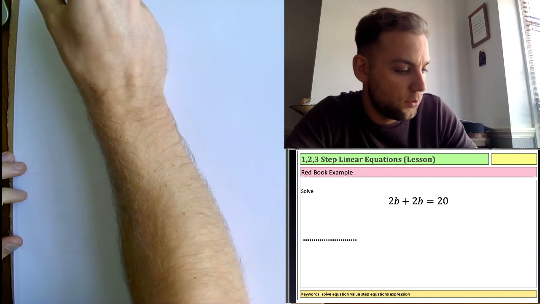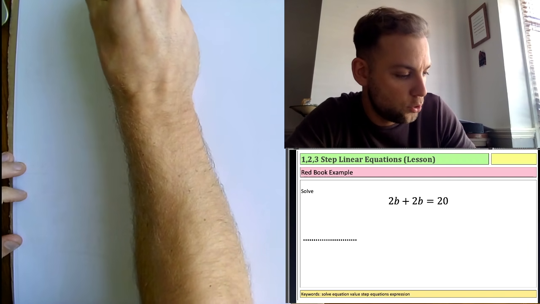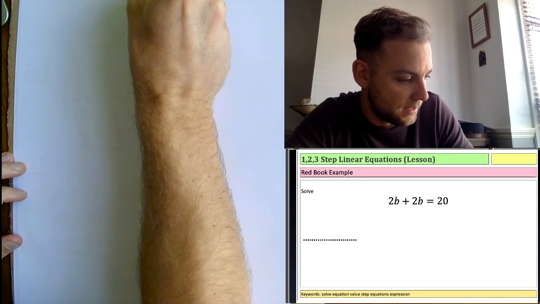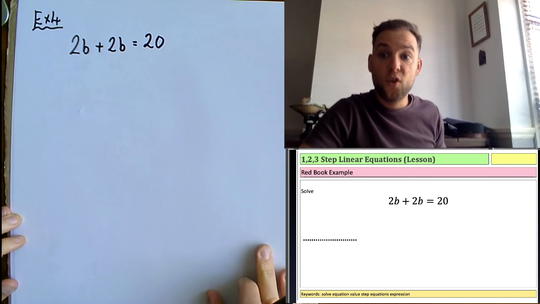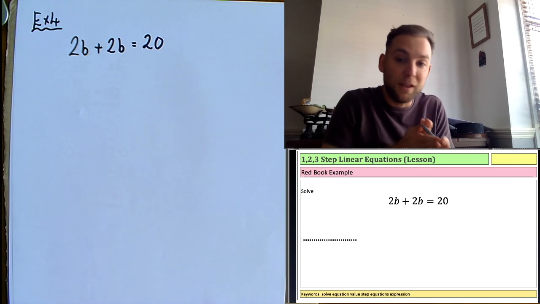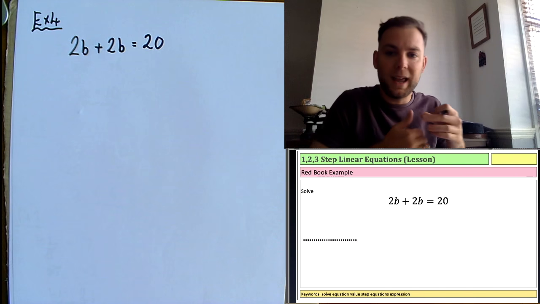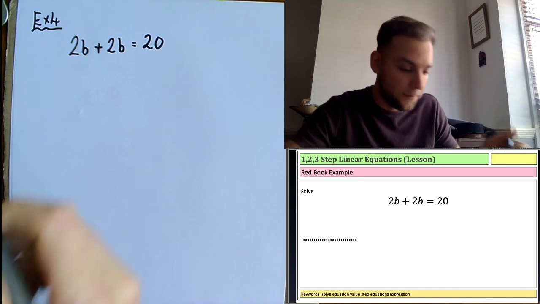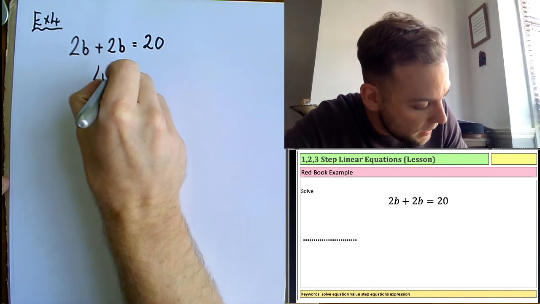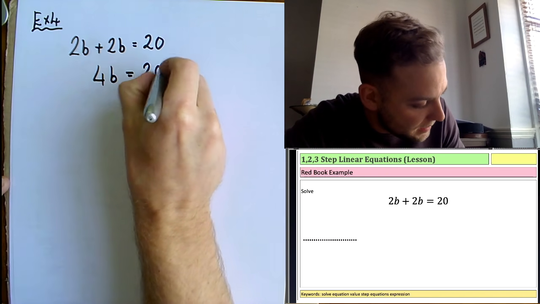So 2b plus 2b is equal to 20. So the first thing we've got to do here is to simplify that left-hand side, like I just said. So here we've got to simplify this. So what is 2b plus 2b? Well, 2b plus 2b is 4b, which is equal to 20.